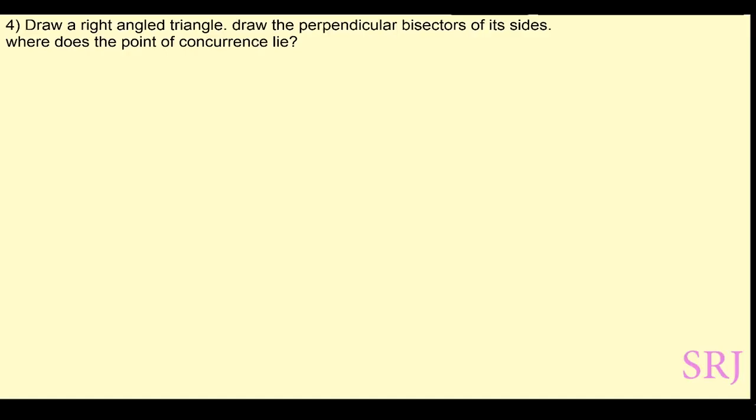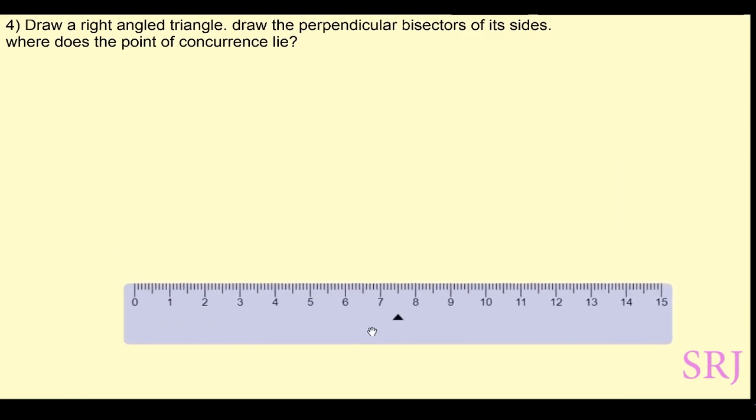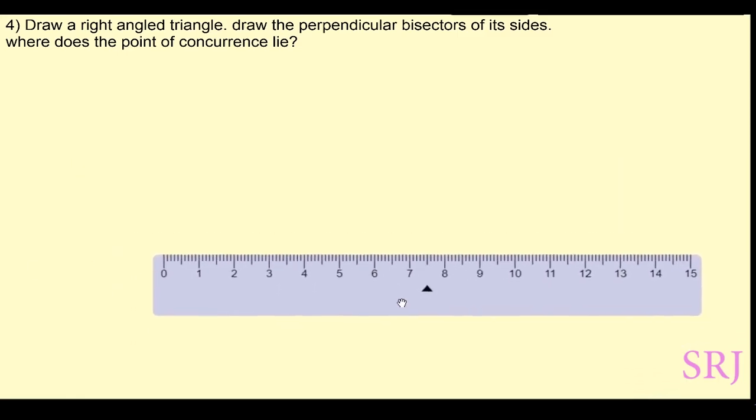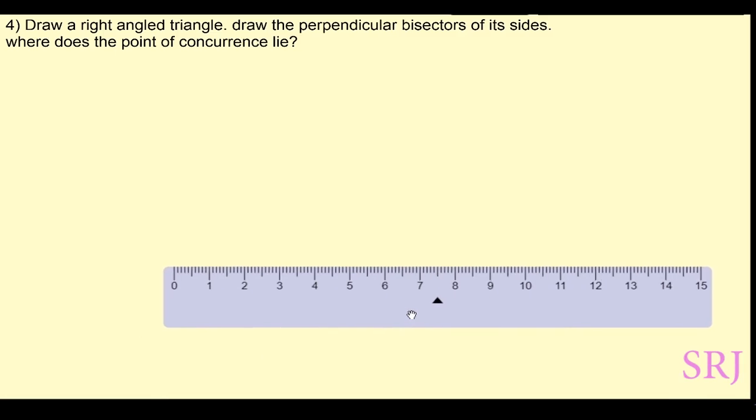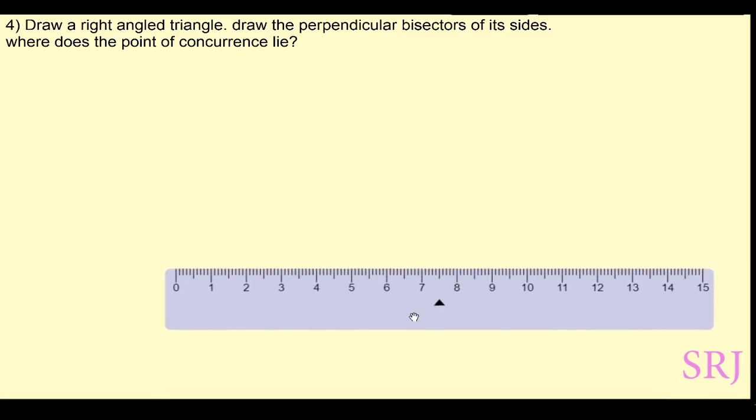Draw a right angle triangle. Draw the perpendicular bisector of its sides. Where does the point of concurrence lie? In this, we have to draw the perpendicular bisector. So first, let us draw a right angle triangle. For that, take a scale and draw the base of the right angle triangle.